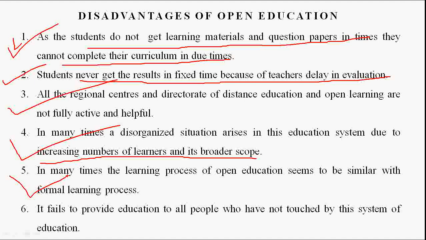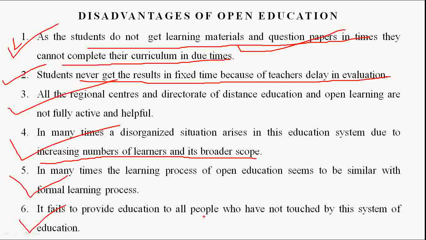So it is a kind of disadvantage because of the similarity of open education and formal learning processes. Because the learning process is similar, the books will be similar, but because of the unavailability of books, learning materials and question papers on time, and different types of problems, even though the learning procedure is the same, it may be a disadvantage of open education. Okay, the last one is that it fails to provide education to all people who have not been touched by this system of education.